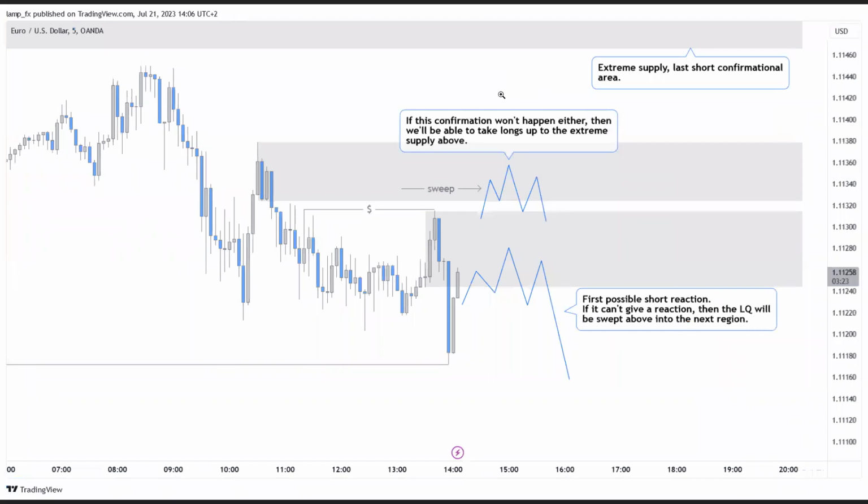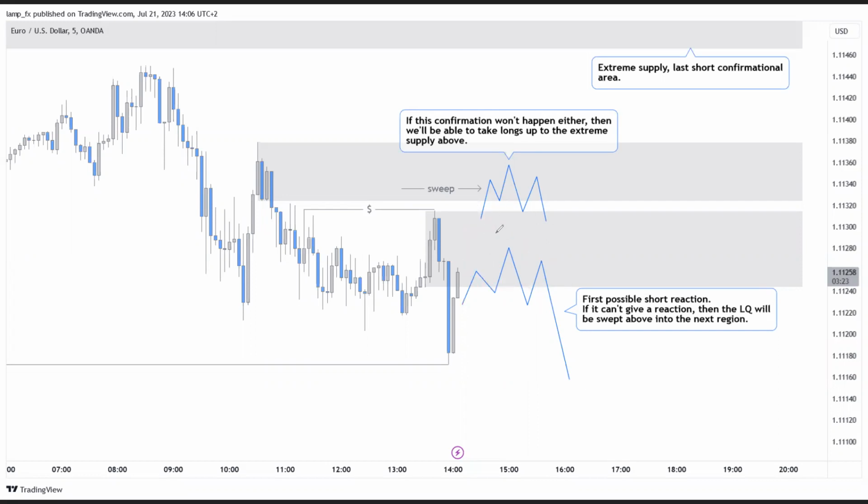So this is the 5-minute Euro USD markup. I'm going to only use this markup in this presentation because here you can see all of the plans. So what can we see here? We can see this last recent 50-minute area where I wrote that first possible short reaction. If it can't give a reaction, then the liquidity will be swept above into the next region. So the first plan was to wait for the mitigation of this 15-minute area. After a mitigation, wait for the confirmation entry just like it was drawn here, and the short targeting the 4-hour demand that was drawn on the 4-hour markup.